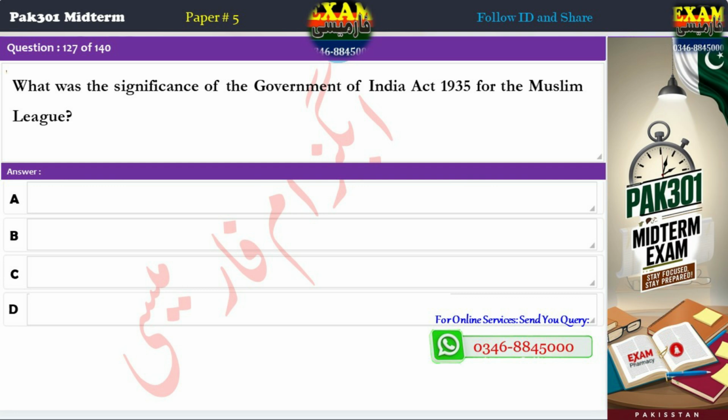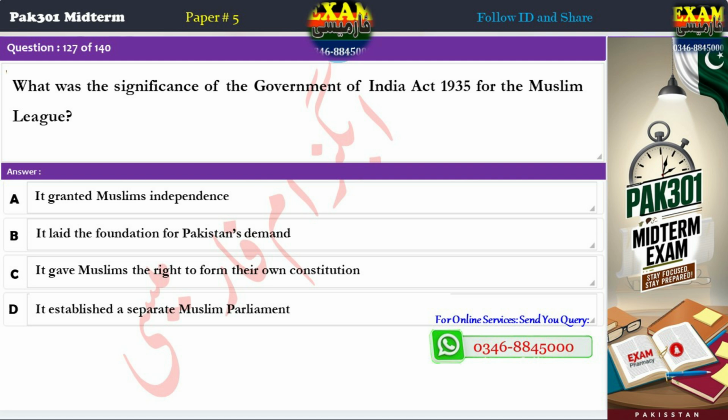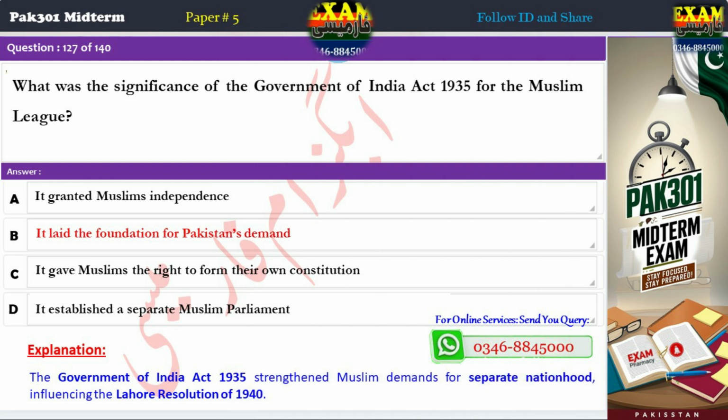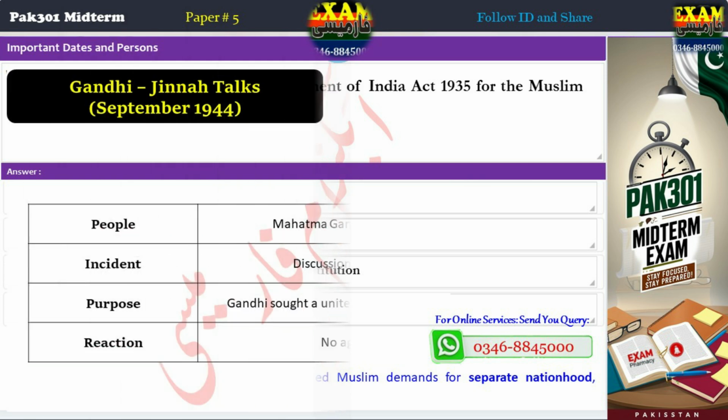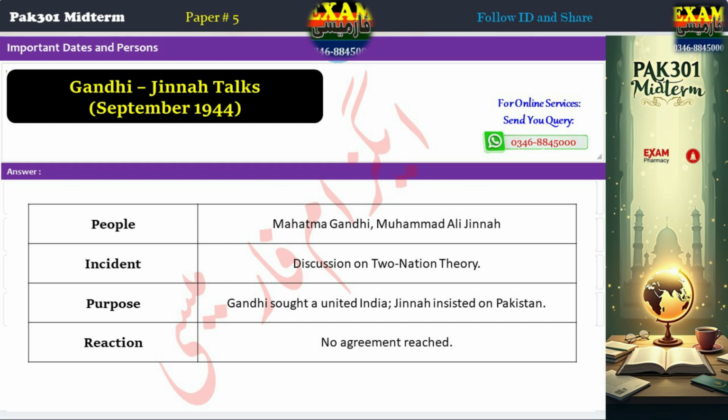Question 127. What was the significance of the Government of India Act 1935 for the Muslim League? A. It granted Muslims independence. B. It laid the foundation for Pakistan's demand. C. It gave Muslims the right to form their own constitution. D. It established a separate Muslim parliament. Correct answer: B. Explanation: The Government of India Act 1935 strengthened Muslim demands for separate nationhood, influencing the Lahore Resolution of 1940.